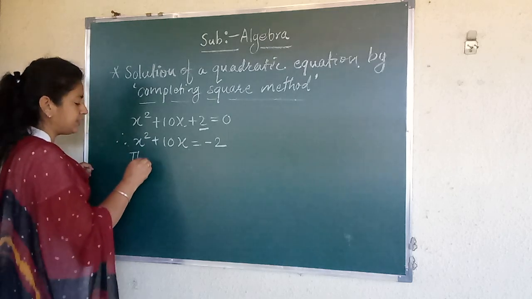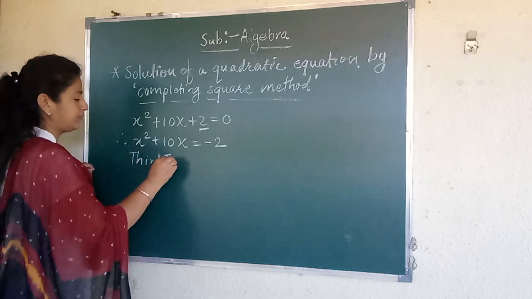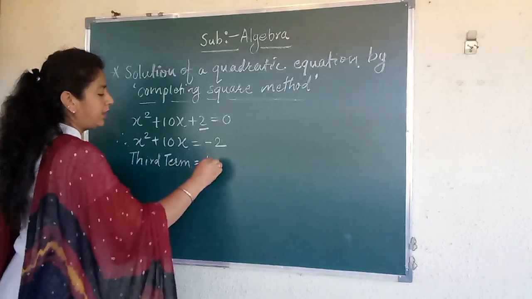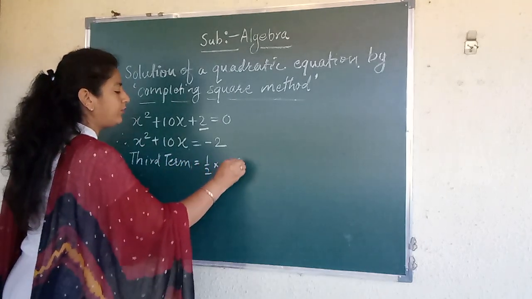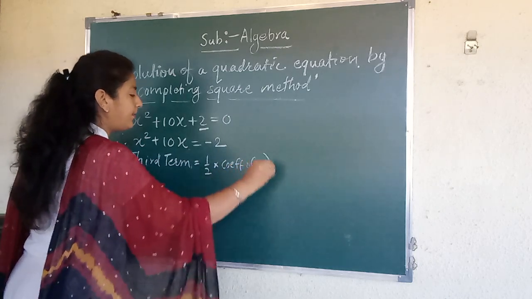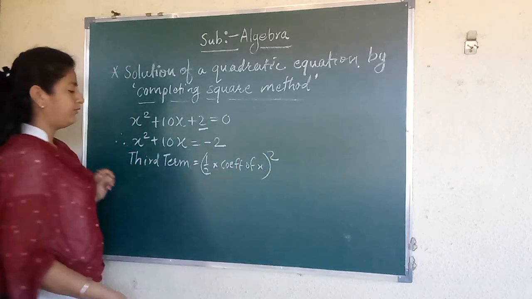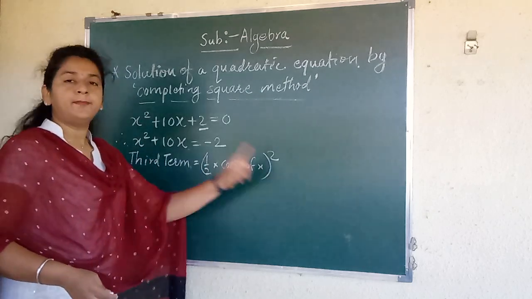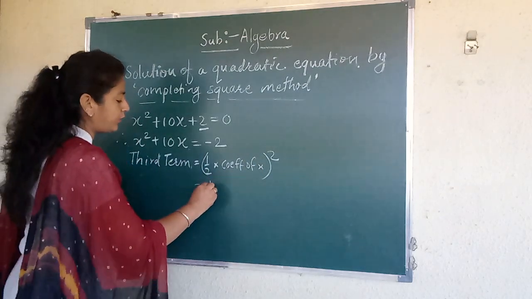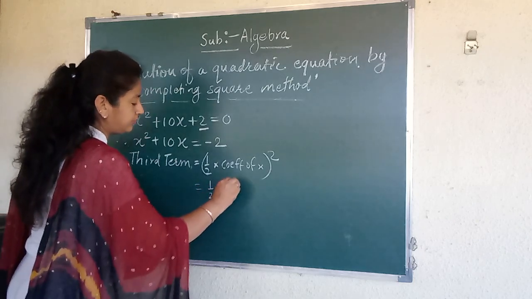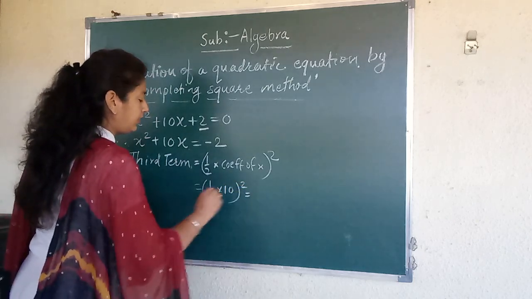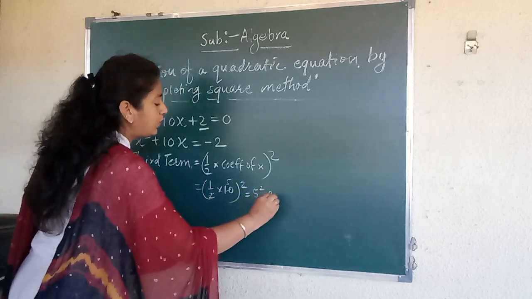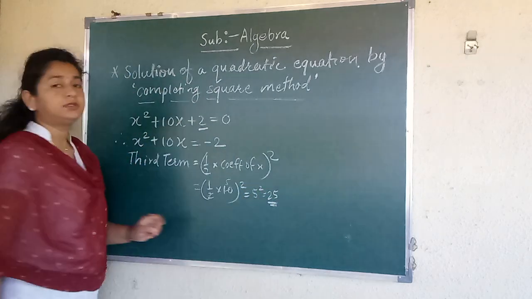So the third term is equal to 1/2 into coefficient of x, bracket square. See the formula: third term is equal to 1/2 into coefficient of x, bracket square. Here the coefficient of x is 10. Now this answer will be 5. 5 square is equal to 25. This is our third term.